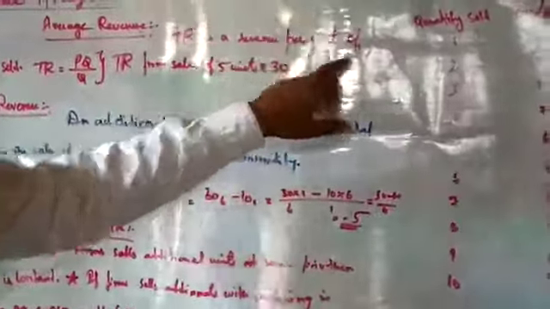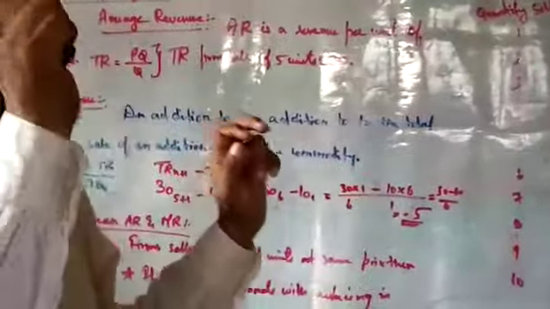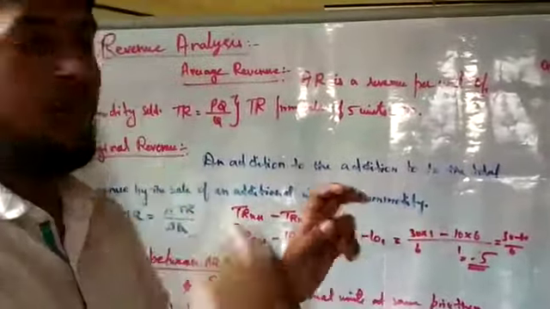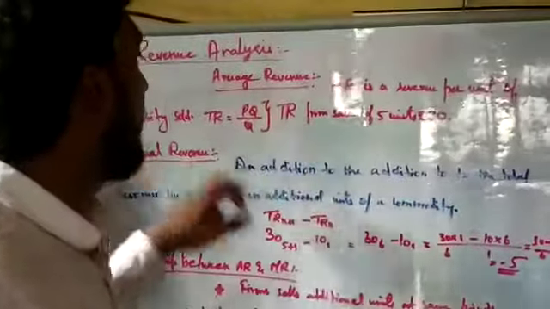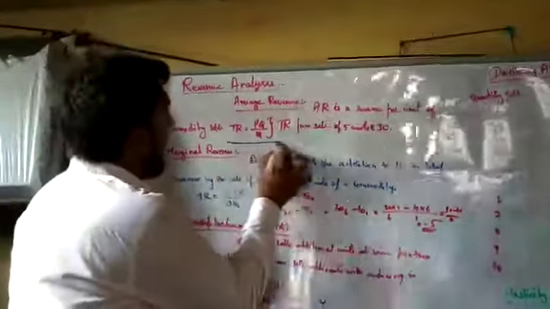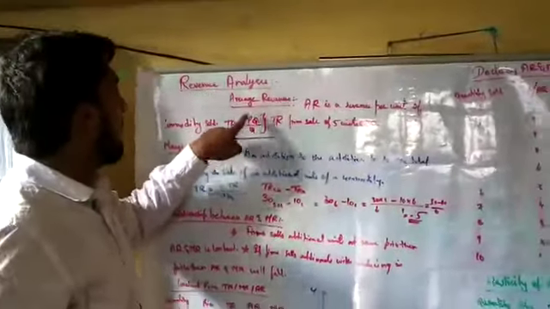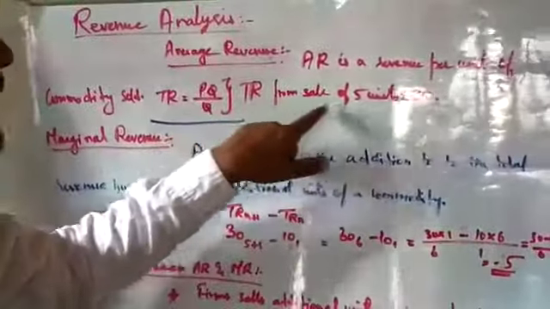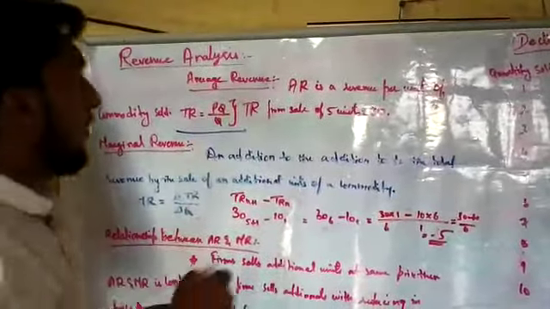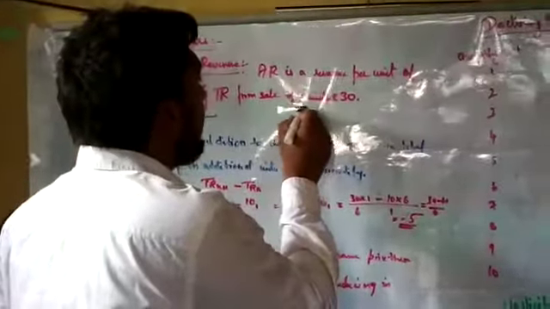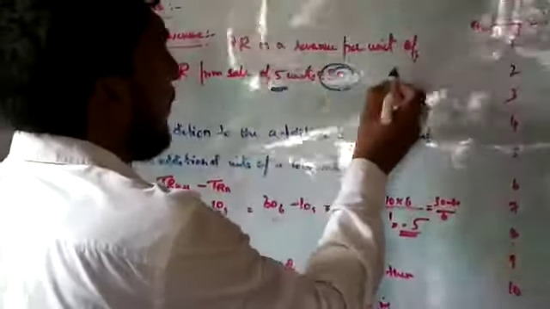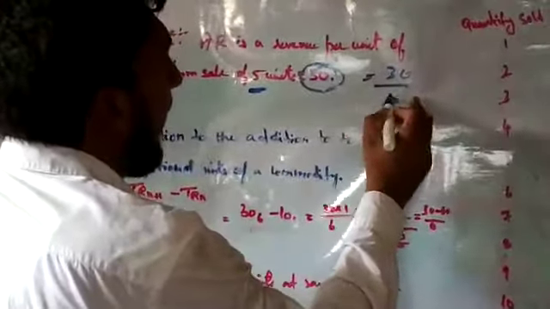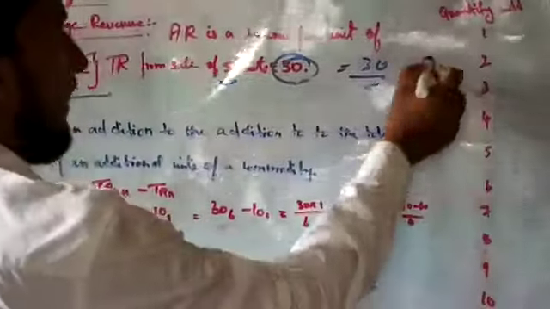Average revenue is the revenue per unit of commodity sold. So every unit is sold, and when you calculate the revenue, that is what we call average revenue. How will you calculate it? AR is equal to total revenue divided by quantity, TR divided by Q. For example, TR from the sale of 5 units is rupees 30. So the total units sold were 5 and the revenue is 30 rupees. So 30 divided by 5. The answer is 6. This is our average.